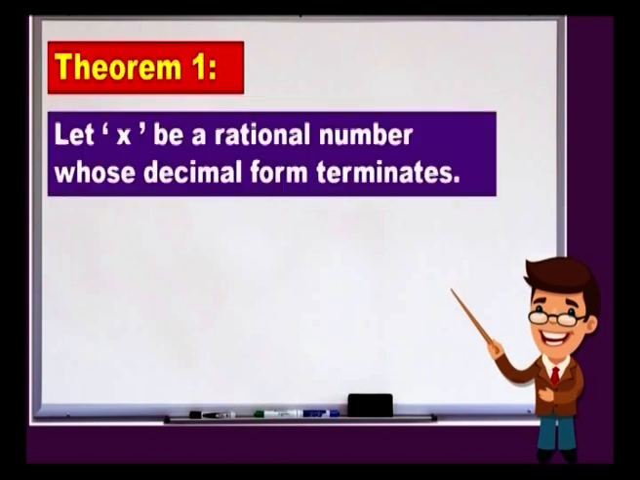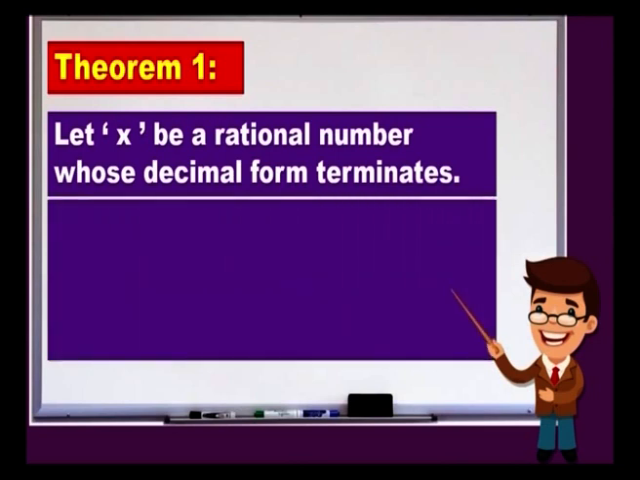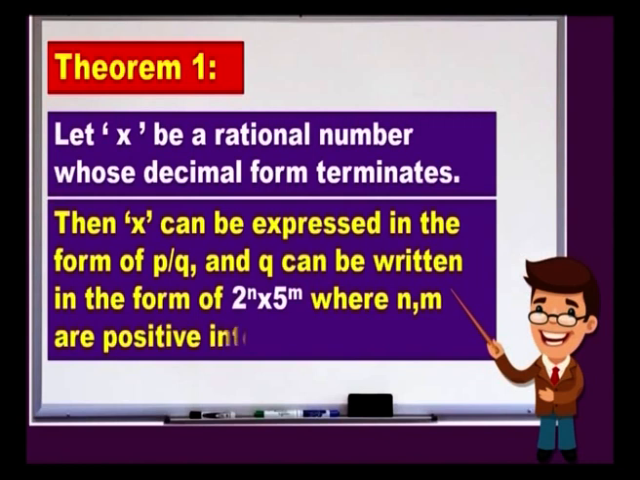The first theorem is, let x be a rational number whose decimal form terminates. Then x can be expressed in the form of p by q, and q can be written in the form of 2 power n into 5 power m, where n comma m are positive integers. So this is the important theorem, telling us that the denominator q can be written in the form of 2 power n into 5 power m.